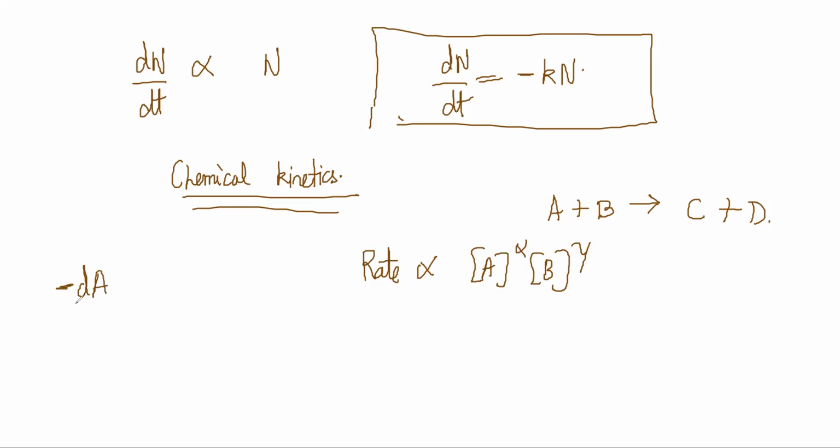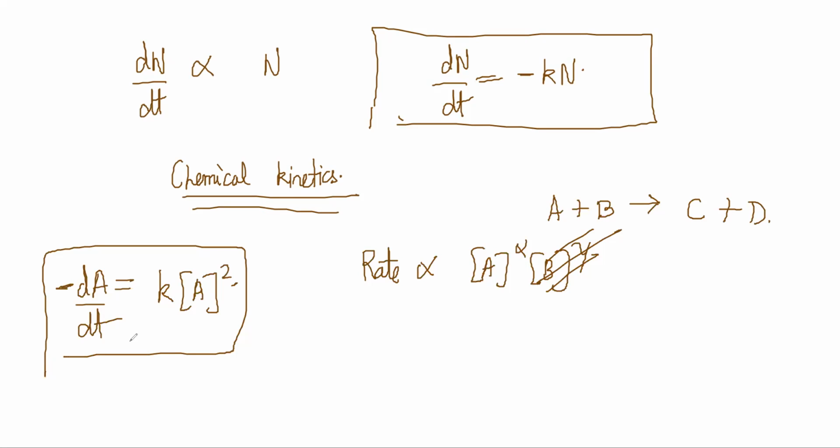So minus dA by dt. Suppose the rate was independent of B, right? Then it could be proportional to, equal to Ka squared if it was a second order reaction, or it could also be Ka. This is concentration of A, right? So these are all different situations where differential equations keep turning up.